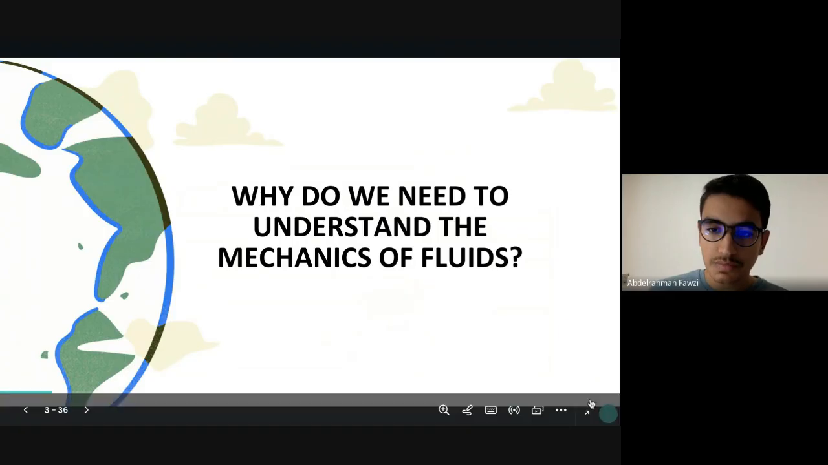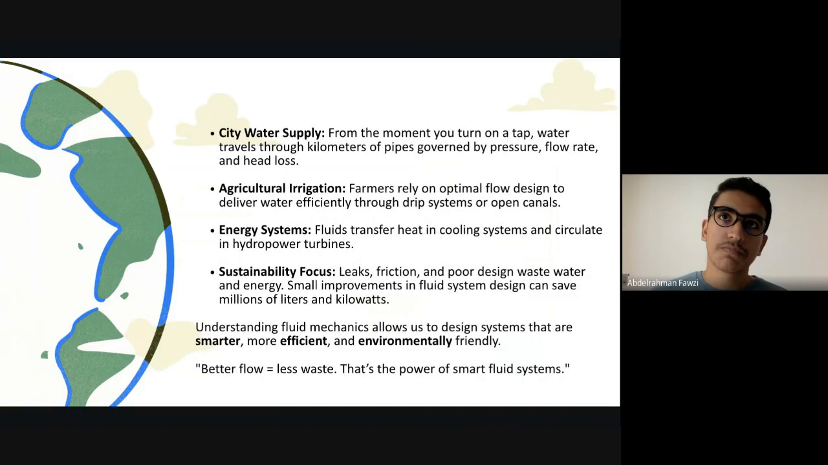So, why do we need to understand fluid mechanics? Because it is related to lots of aspects in our life. It's related to city water supply, agriculture, energy systems, and most importantly, to enhance sustainability. The moment that you use your tap water, the moment that you drink your mineral water, and so on, the whole process depends on the understanding of fluid mechanics. Same for agriculture. The apple that you eat in the morning is processed due to our understanding of fluid mechanics.